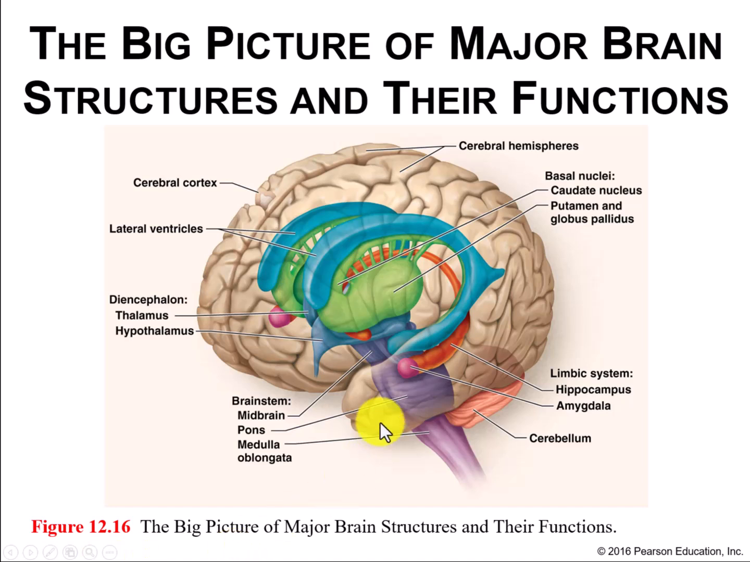And then here's our big picture, tying everything together with our limbic system, our basal nuclei, the brainstem, diencephalon, and cerebral nuclei, and our limbic system along with the cerebellum, and how they all work together to keep us who we are and how unique we are as the human species.